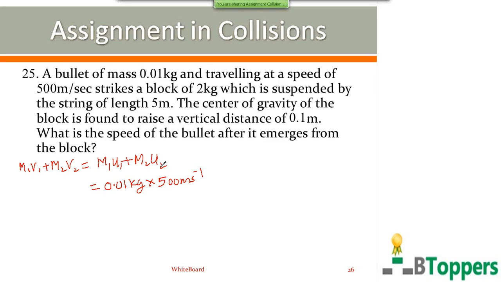But U2 is the velocity of the block before collision, that is 0, because the block is initially at rest before collision, so the second term on the right side is 0. Again on the left side, M1 equal to 0.01 kg, that is the mass of the bullet. V1 is the velocity of the bullet after collision, which you have to find out. M2 is the mass of the block, that is equal to 2 kg.